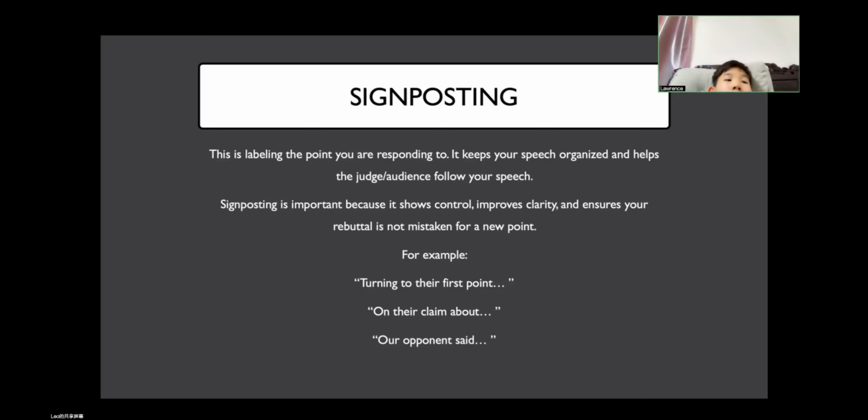And this is very important in a debate, as if you do not use signposting, your so-called rebuttal might be mistaken for a new point, and the whole purpose of a rebuttal might change.